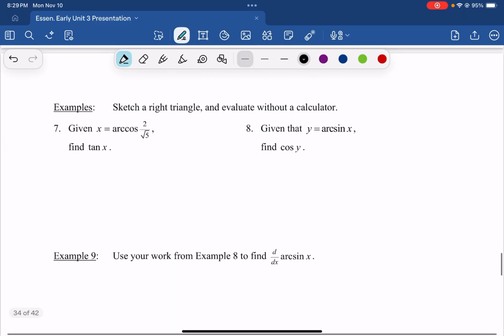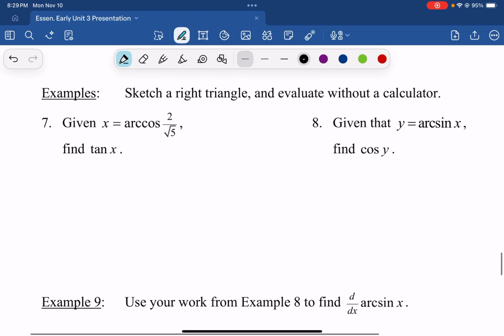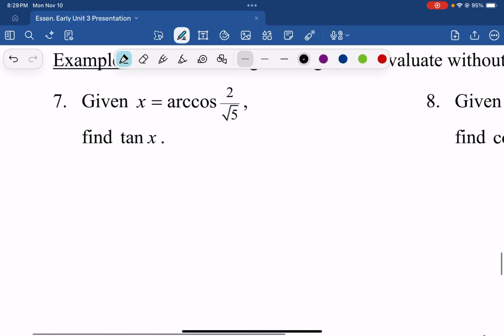Let's go look at some more examples. Example 7 and 8: sketch a right triangle and evaluate without a calculator. We're given that x is equal to arc cosine of 2 over the square root of 5, and we want to find tangent of x. So I'm going to draw my triangle. Here's my x angle, and I'm going to call this x.